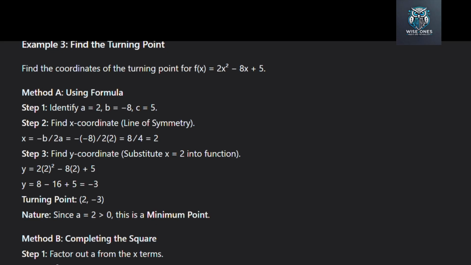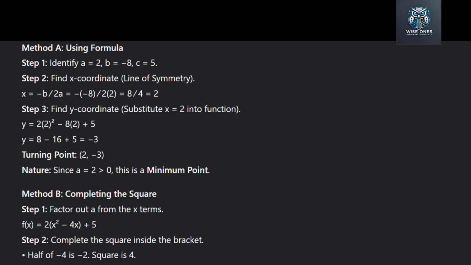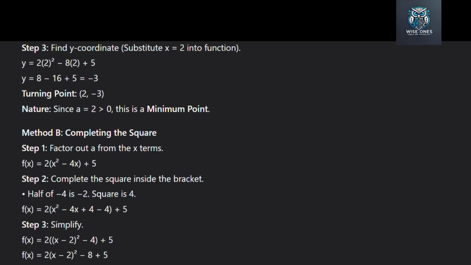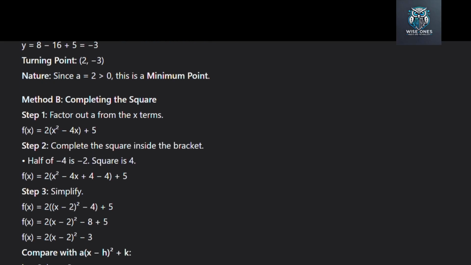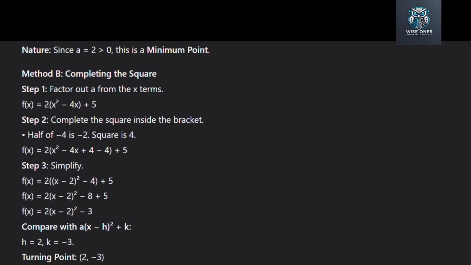Step 3, find the y-coordinate. Substitute x equals 2 into the function. Y equals 2 times open bracket 2 close bracket squared minus 8 times 2 plus 5. 2 squared is 4. 2 times 4 is 8. 8 times 2 is 16. So y equals 8 minus 16 plus 5. 8 minus 16 is negative 8. Negative 8 plus 5 is negative 3. So the turning point is open bracket 2, negative 3 close bracket. Nature: since a equals 2, which is greater than 0, this is a minimum point.